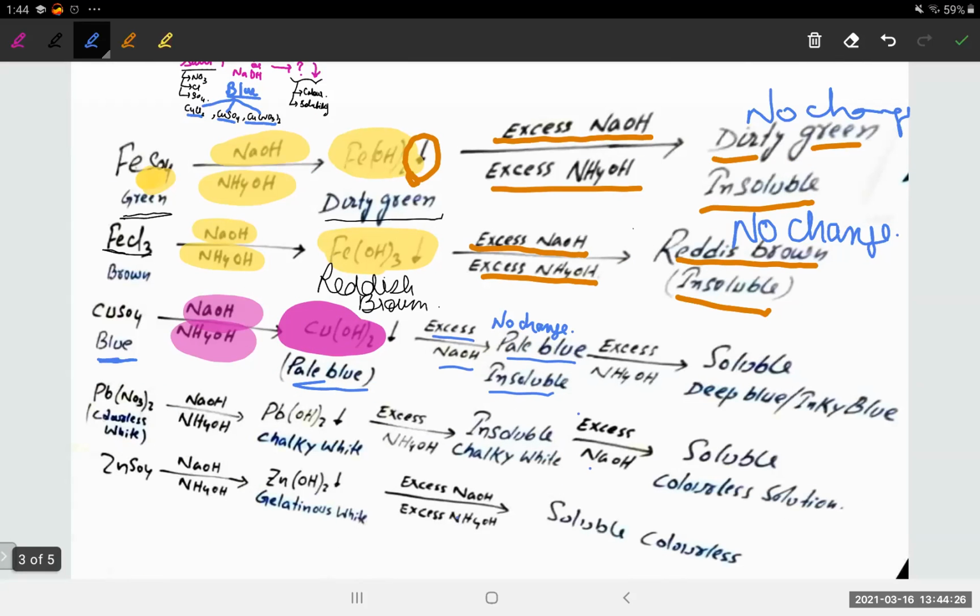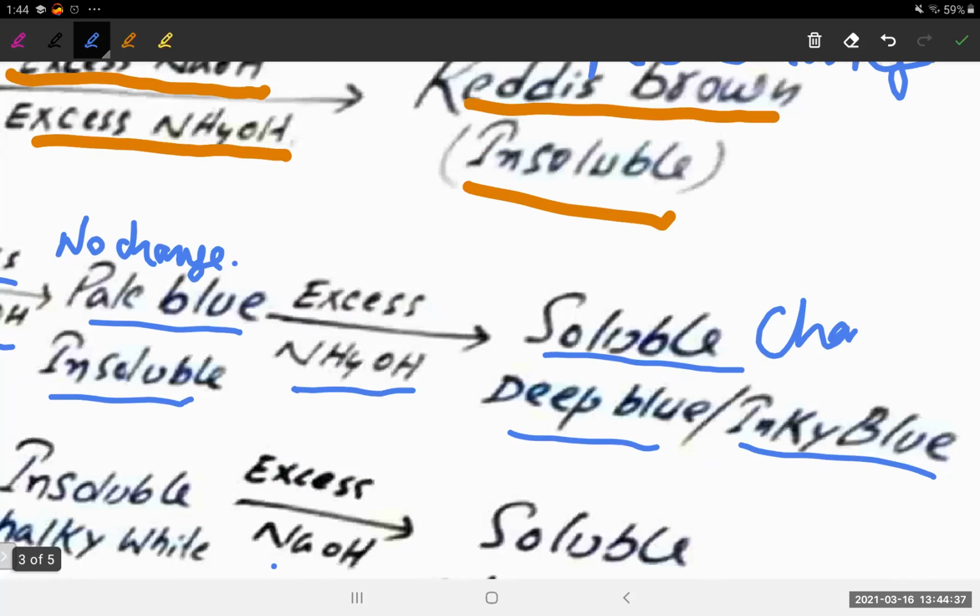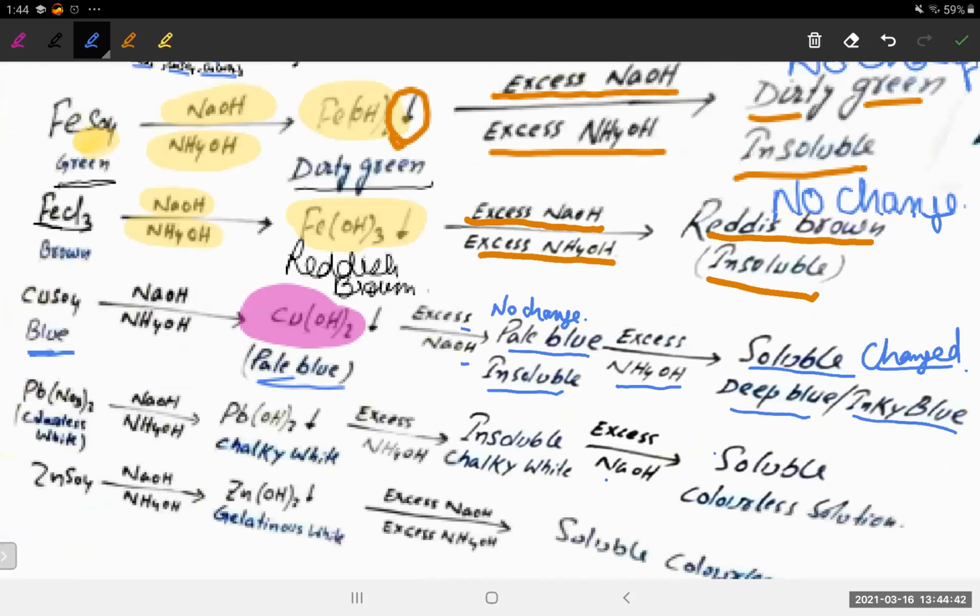Okay, let's talk about excess of NH4OH. Here we talked about NaOH. Now let's talk about NH4OH. What is happening? It's now soluble, deep blue, inky blue. Oh my god, it has changed. So here we'll write it has changed. Understood? Is this clear up till now?